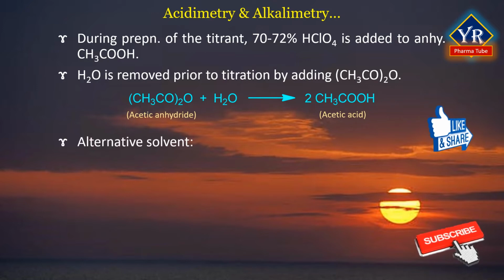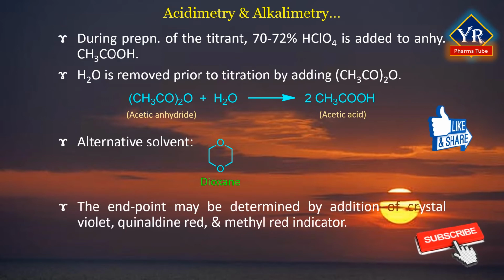Alternative solvents for the substances to be titrated are dioxane or other organic solvents that are miscible with anhydrous acetic acid. The endpoint may be determined by addition of a color indicator such as crystal violet, quinaldine red, and methyl red. Several indicators for titration in non-aqueous solvents are also used in aqueous titration, but it should be noted that the color change of an indicator in water is different from the change in anhydrous acetic acid since the indicator has different pKa values in the two solvents.